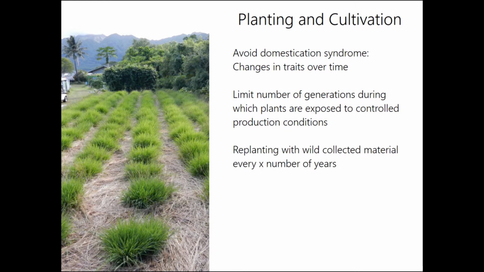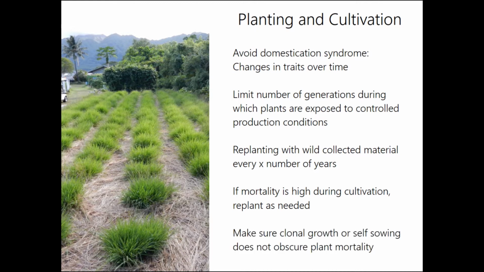So try to limit the number of generations in which you're exposing your plants to cultivated conditions. You may want to replant your production site with new or wild collected material every X number of years, depending on your species. If your mortality is high during cultivation, I would suggest replanting the whole thing and starting over. And make sure that clonal growth or self-sowing does not obscure plant mortality.